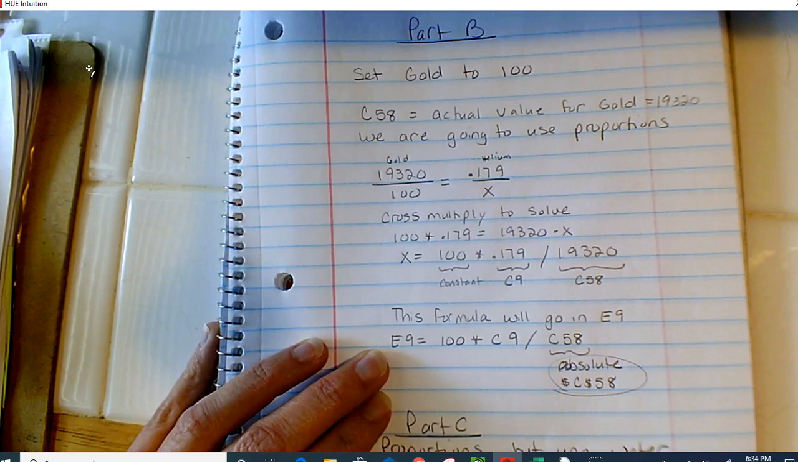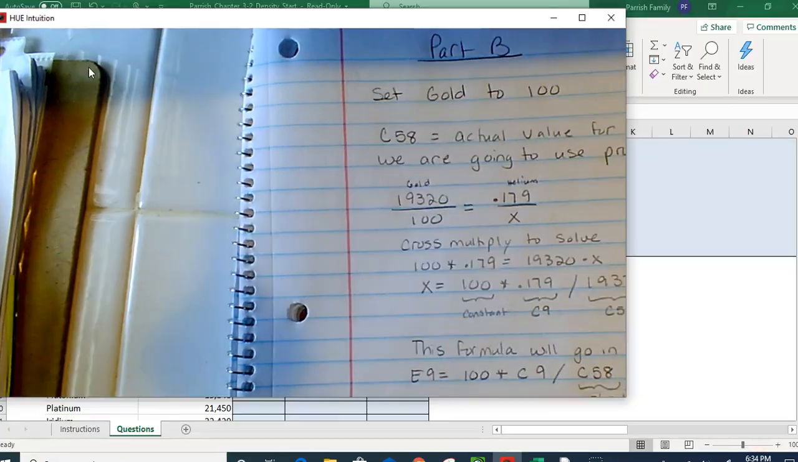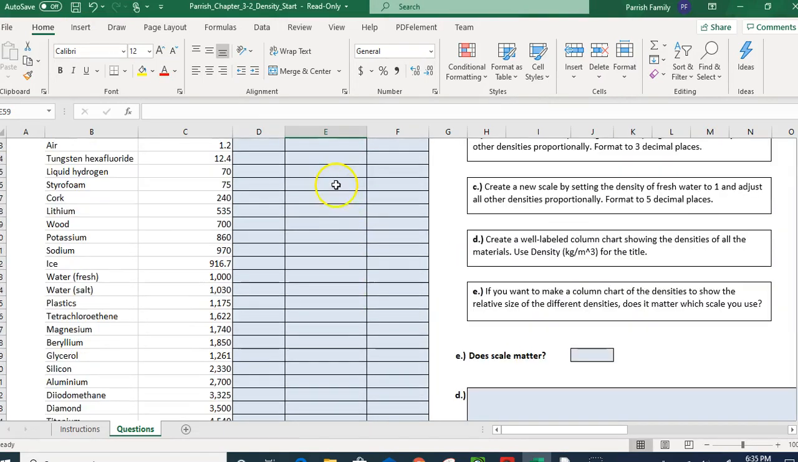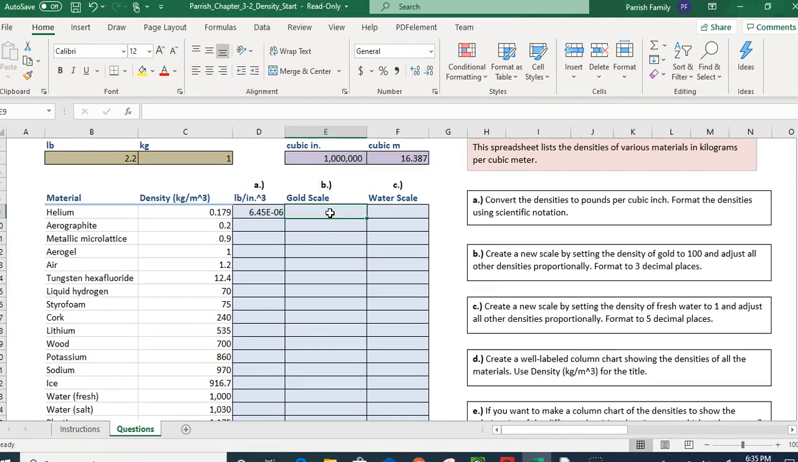Okay, so now let's go back and look at our spreadsheet. So what they're telling us to do in our first column, our first cell location for B, we decided that we were going to do equals 100 times C9 divided by, remember we've got to do our cell referencing, C58. And then of course make sure you do your formatting.